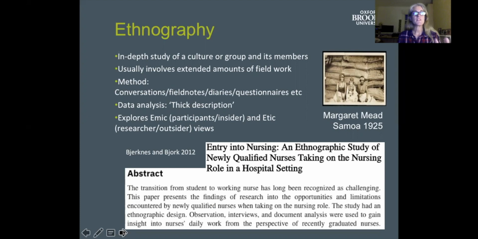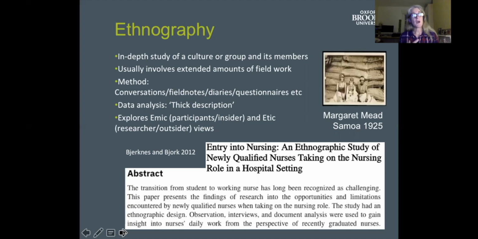This is an in-depth study of a culture or group and the people within it, and it usually involves a long period of fieldwork. So all sorts of data is gathered from notes on conversations, observations in a field diary, possibly questionnaires, looking at documents, etc. And this is all brought together in a detailed description or thick description of the culture or group being studied. And the researcher also considers how being an insider to the group being studied, an emic position, or outsider to the group being studied, etic position, has influenced the data generated.